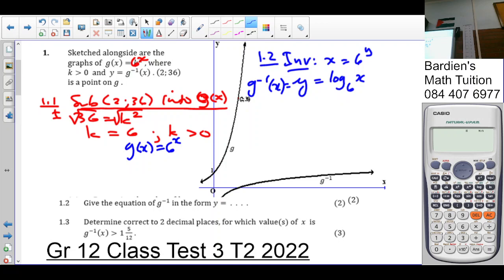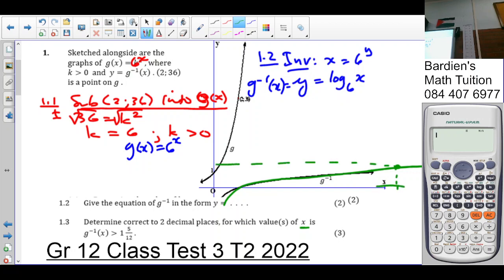In 1.3, the question states, determine, correct to two decimal places, for which value or values of x is the inverse function of g greater than 1 and 5 over 12. So this is the inverse function of g. Now 1 is there, so 1 and 5 over 12 is approximately here, just over a bit. If I extend this graph it will go through that way. What I need to know is the corresponding x value, not so.